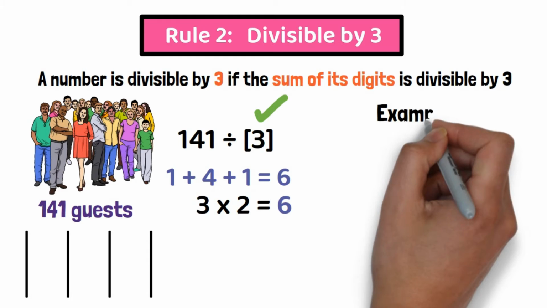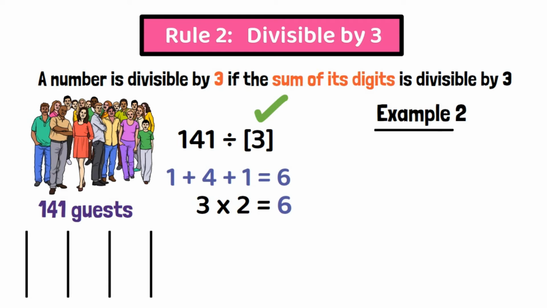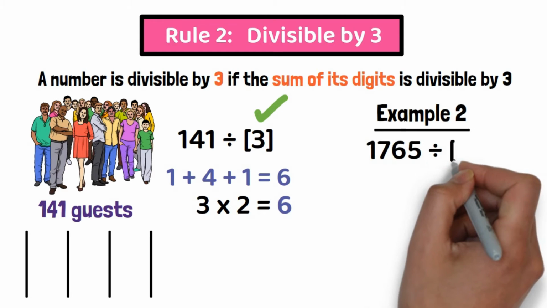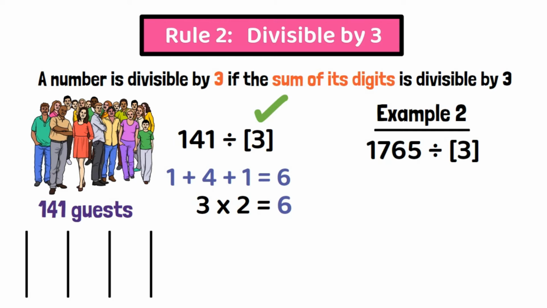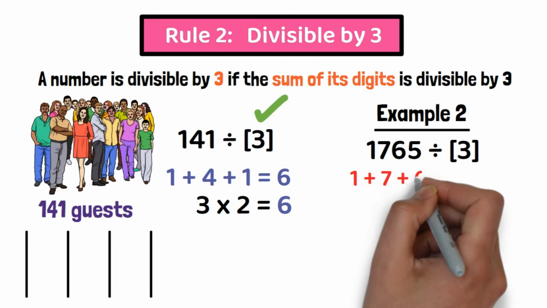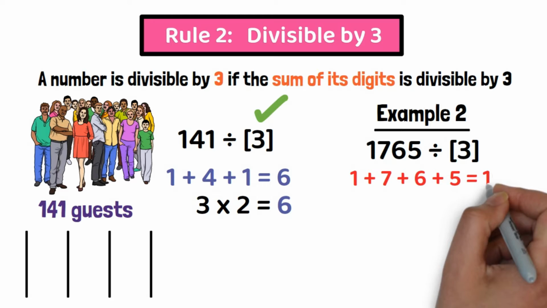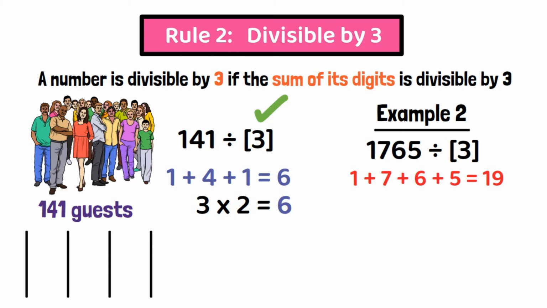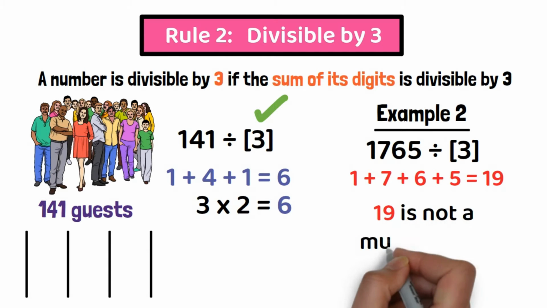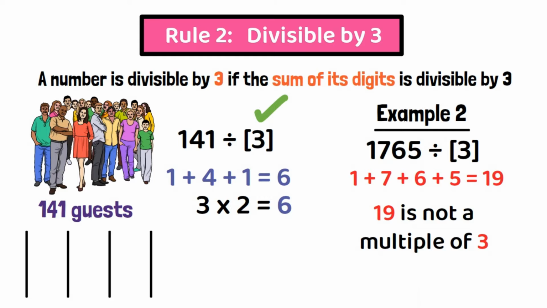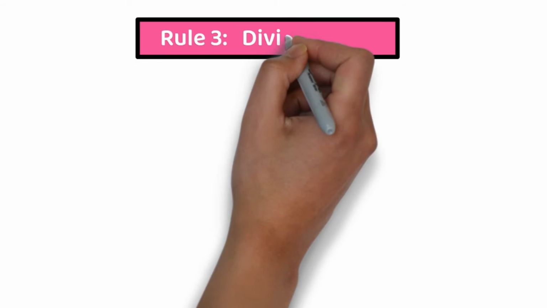Now let's move on to example 2. Is 1765 divisible by 3? Let's find out. We add the digits 1 plus 7 plus 6 plus 5. That will give us 19. 19 is not a multiple of 3. So 1765 is not divisible by 3. We move on to rule number 3, divisible by 4.